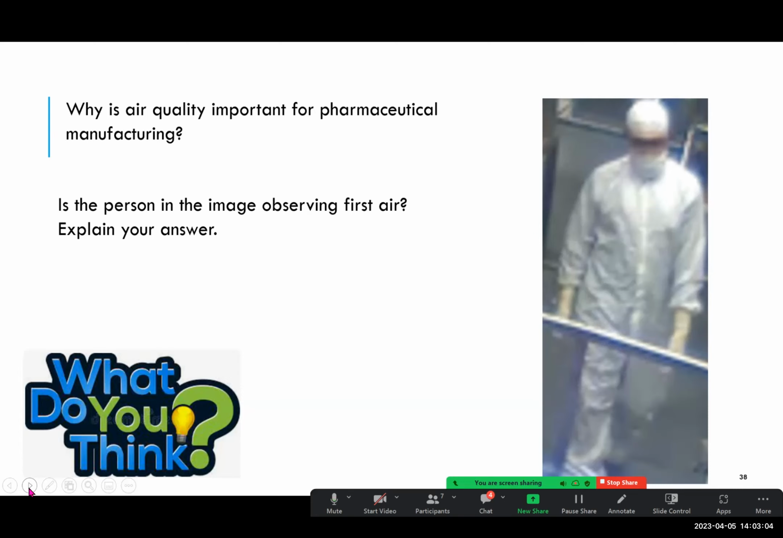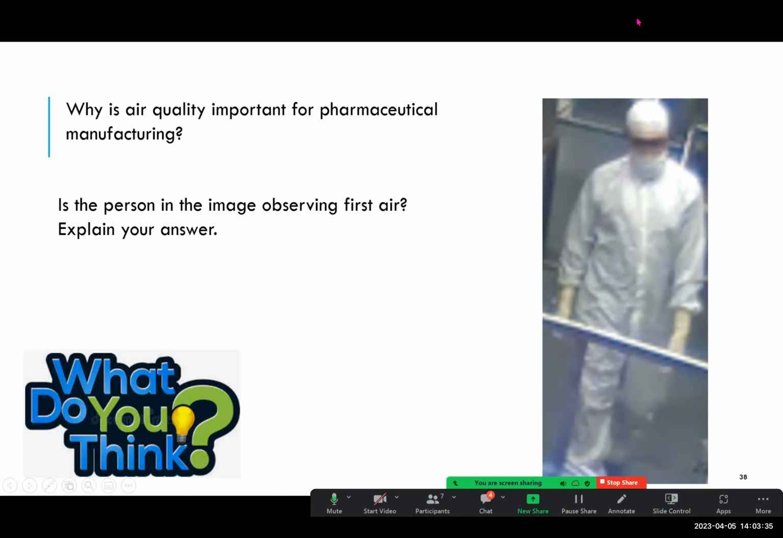So we have a gentleman here in our image. Do we think he's observing first air? He has his hands down by his side. No, because his hands are supposed to be raised and away from his body. Yep, his hands should be up, raised. That way there's no encumbrance, no obstacle between the first air and himself.